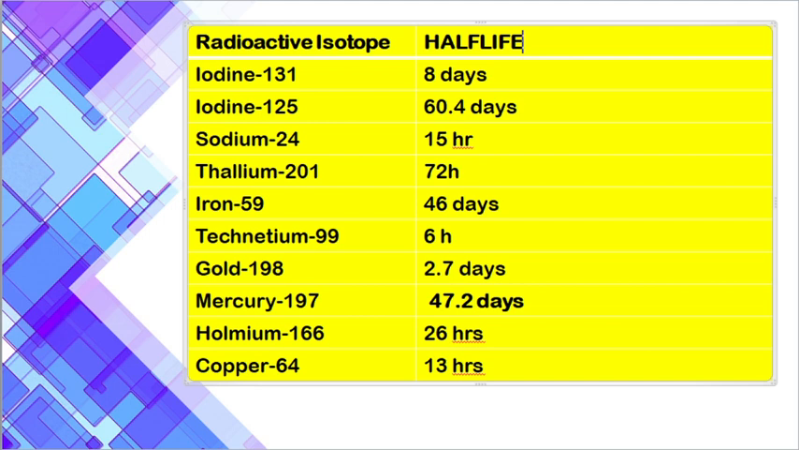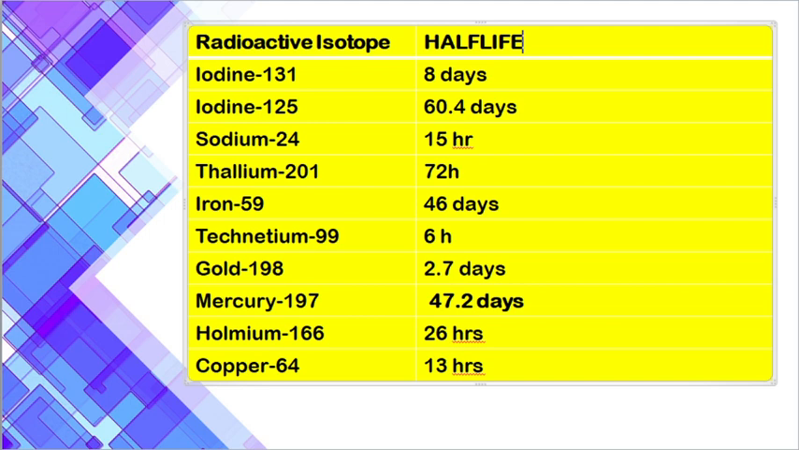The half-life of thallium 201 is 72 hours, and the half-life of iron 59 is 46 days, and the half-life of technetium 99 is 6 hours. And for gold, the half-life is just 2.7 days. That's why they are used for internal radiotherapy.